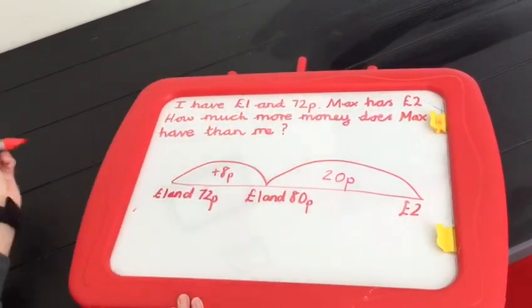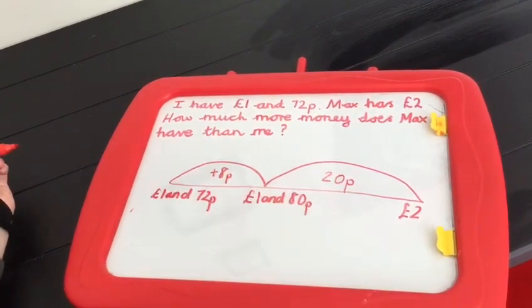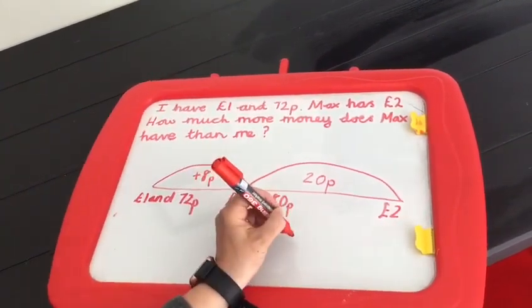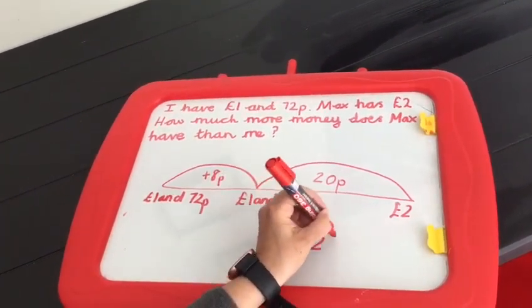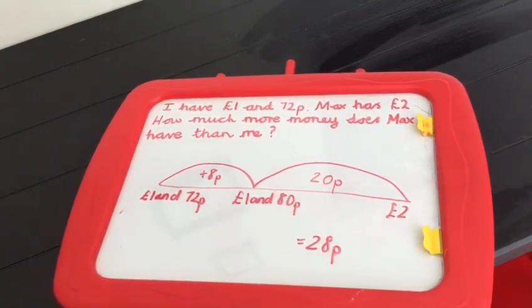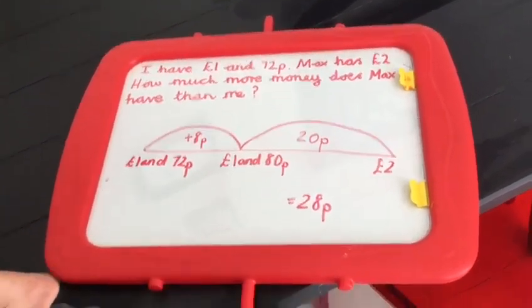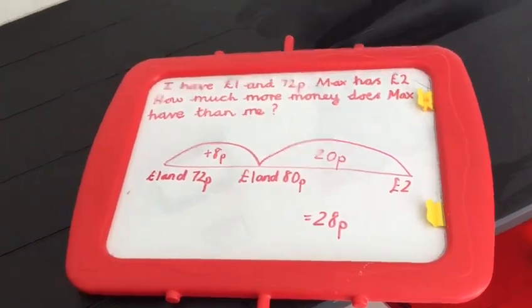So now I add my jumps, 8p add 20p is 28p. So that's how much Max has, 28p more than me. You can buy some sweets.